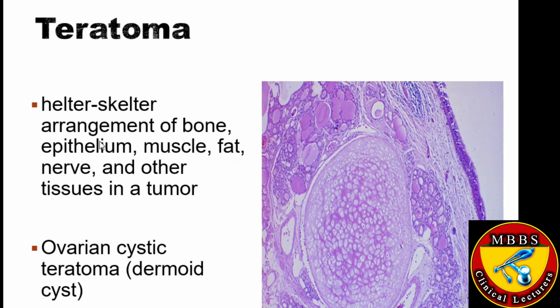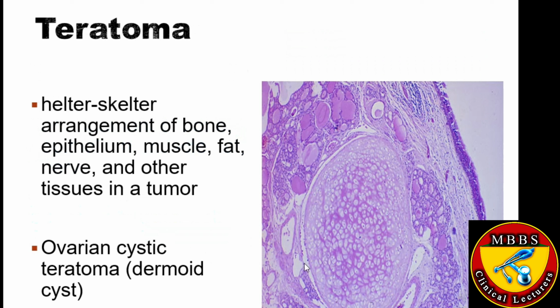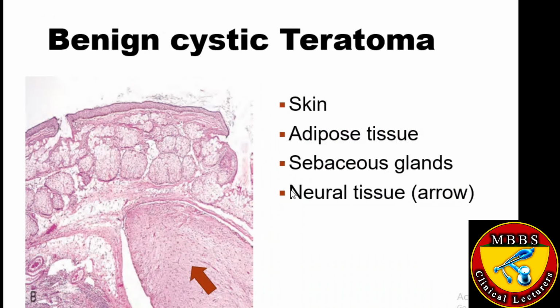They can form bone, epithelium, muscle, fat, even hair and tooth, as I just showed you in this picture. You can see hair and teeth arising from it. So it is usually known as ovarian cystic teratoma or dermoid cyst, because most of the time it is covered by skin and hair, so we call it dermoid cyst. Now, benign cystic teratoma can be composed of skin and some adipose tissue, with sebaceous glands, and neural tissue.